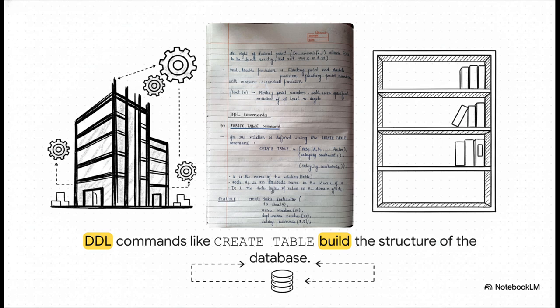Using a part of SQL called the Data Definition Language, or DDL for short, we actually lay out the structure of our database. The create table command is the perfect example. It's literally like building the physical shelves in our library. We give the shelf a name, and then we define exactly what kind of information each column will hold.